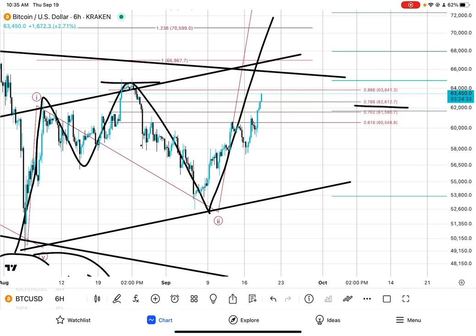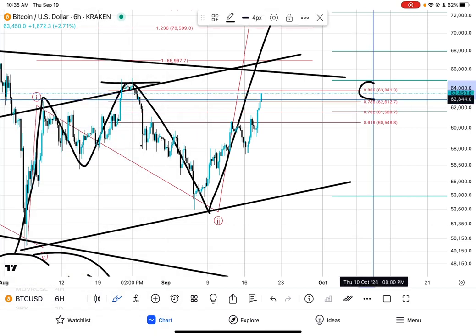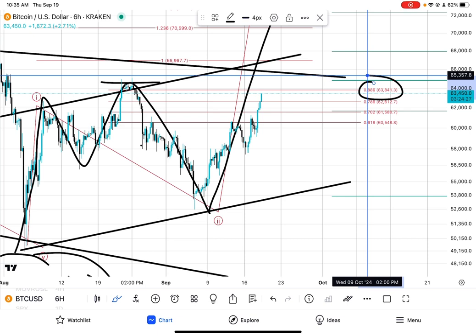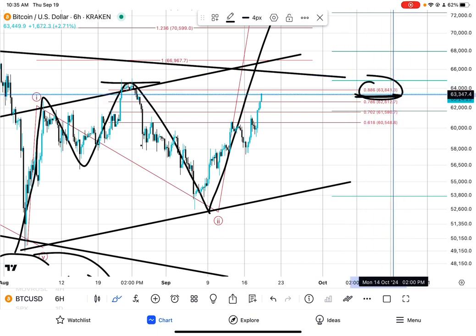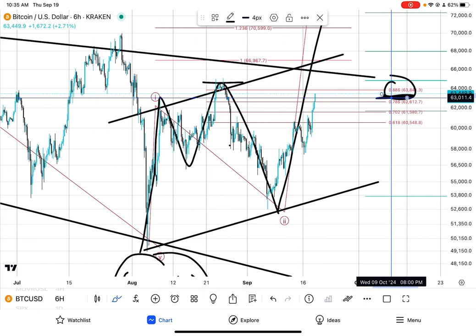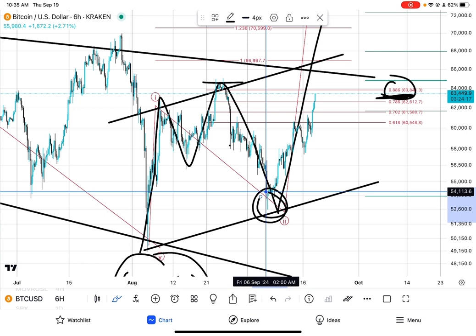and then once you get over 63,841 on the daily time frame, once you have a close above that level, this right over here, that would be very, very bullish. So getting a daily close above 63,841 would be a very bullish sign, and it would confirm that this in fact is our wave 2 low.